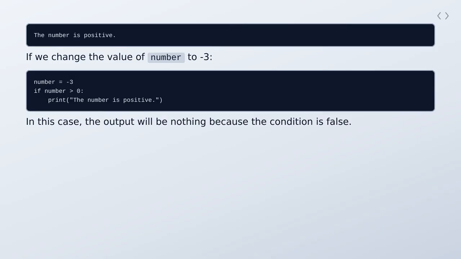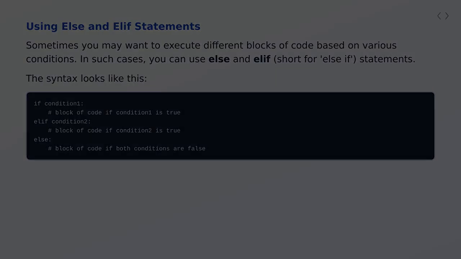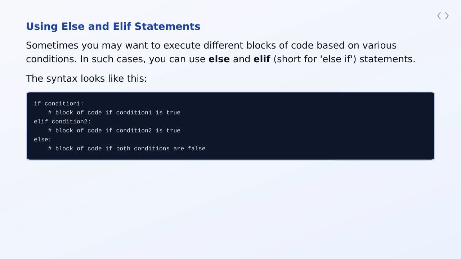If we change the value of number to -3, in this case, the output will be nothing because the condition is false.